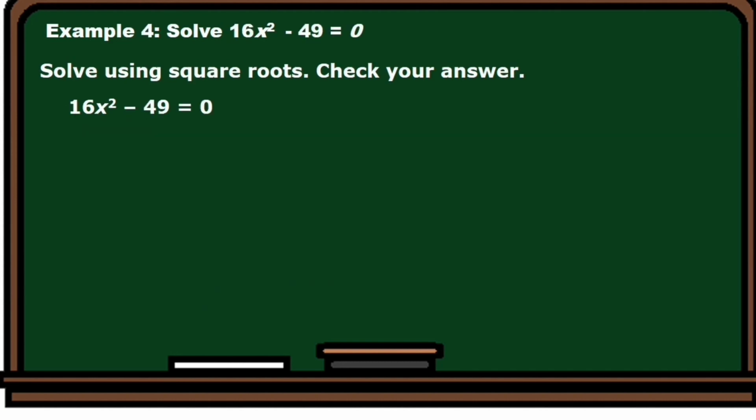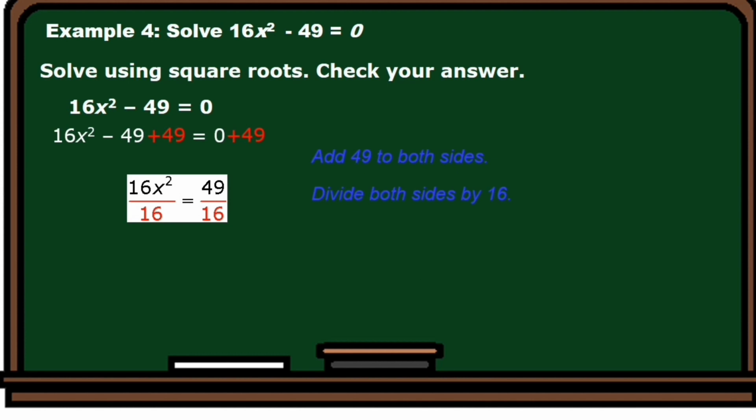Example 4. Solve 16x squared minus 49 is equal to 0. Solve using square roots. Check your answer. 16x squared minus 49 is equal to 0. Add 49 to both sides. And we will get 16x squared minus 49 plus 49 is equal to 0 plus 49. Divide both sides by 16 and we will get x squared is equal to 49 over 16.